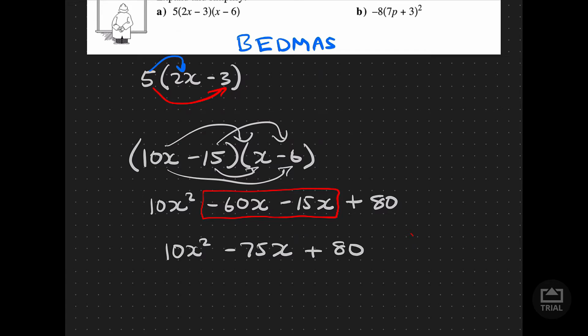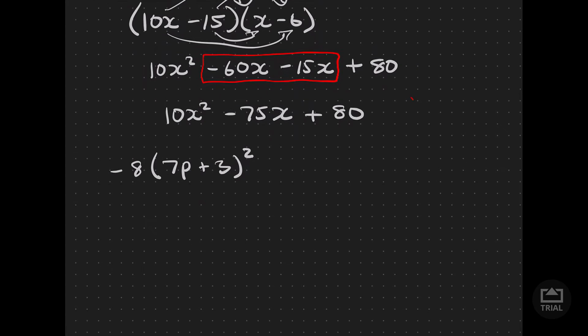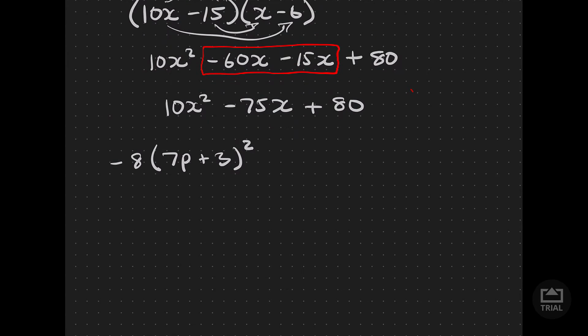Okay, let's take a look at the next one, which is negative 8 times (7p plus 3) squared. Okay, now we are going to be using BEDMAS again here. And in this case, we do have some exponents. So there's our exponent right there. So it says I need to perform that operation first. So the first thing I'm going to do is (7p plus 3) squared.